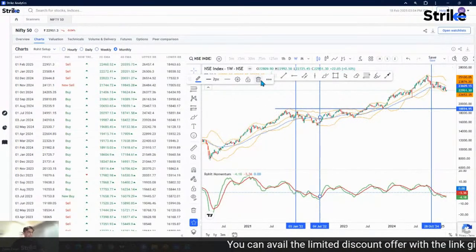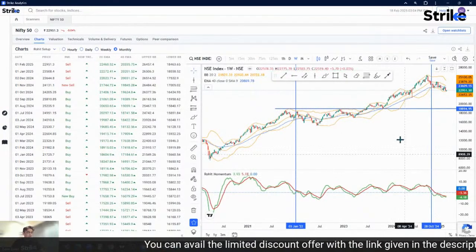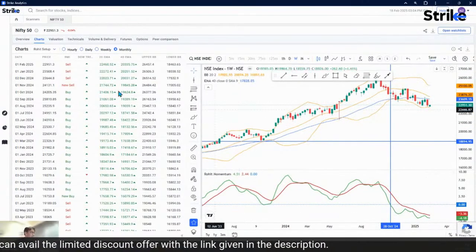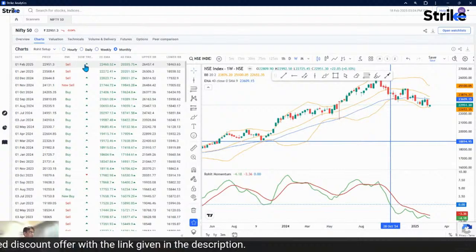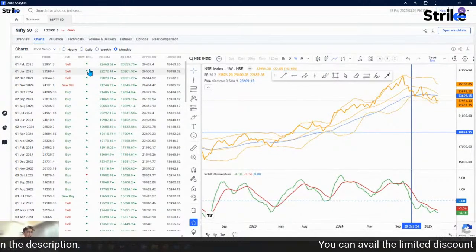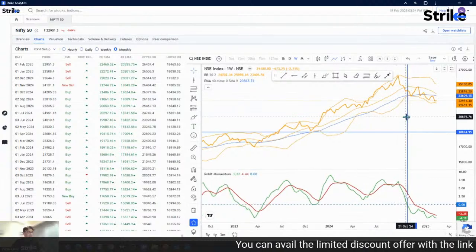Now similarly, right now on the weekly time frame chart, RMI is in a sell mode, all right, it is in a sell mode, but the trend is still up. Why is the trend still up? You can see the Dow trend is still up. Why?